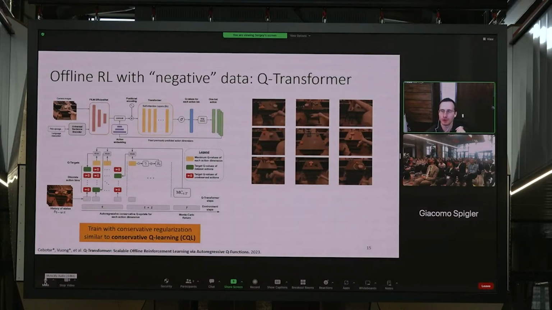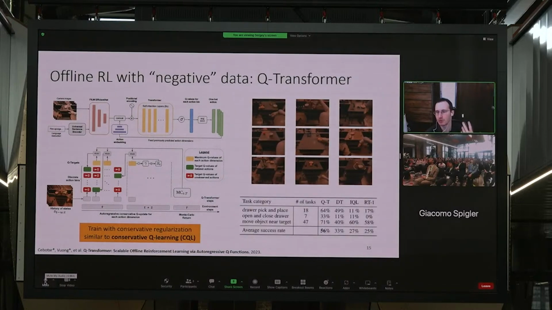Here are some videos of Q Transformer performing a variety of language conditioned tasks. The same policy was trained across many different tasks, dozens of tasks in fact, and it could perform a wide variety of instructions. But the important results are the quantitative results. Here we're comparing Q Transformer, QT, the first column, to a variety of different methods: the Decision Transformer, IQL, and the rightmost method is RT1, the original imitation learning technique, which does not use those failed episodes.